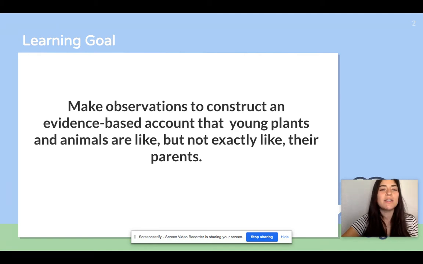Do you remember what evidence is? It's something that can be proven. It's something that's factual. And we're going to be observing lots of pictures of animals and deciding what's so similar about these animals and what's different about them.